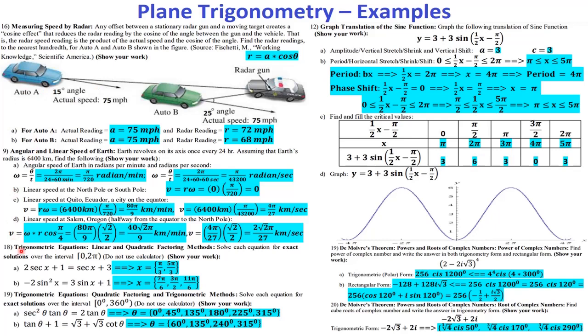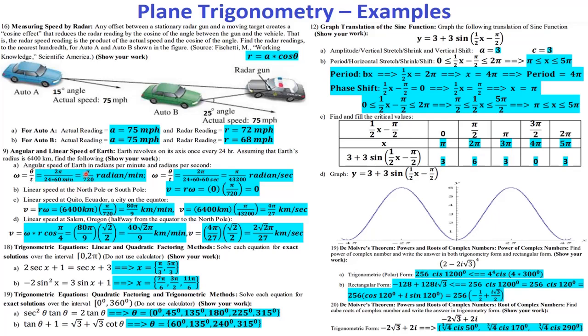Okay, then I have here angular and linear speed of the Earth when it is revolving on its axis once every 24 hours, where the radius of the Earth is 6,400 kilometers. So find the angular speed. The angular speed is omega, which is theta over t, which is 2 pi over t, where t is 24 times 60 minutes.